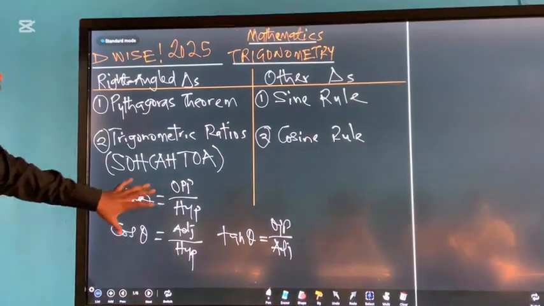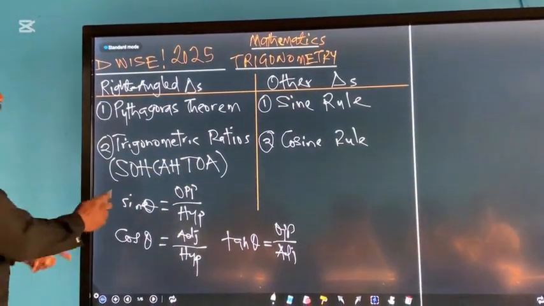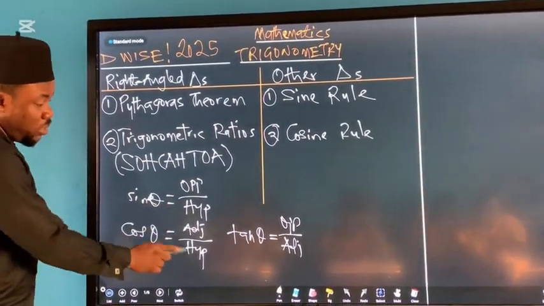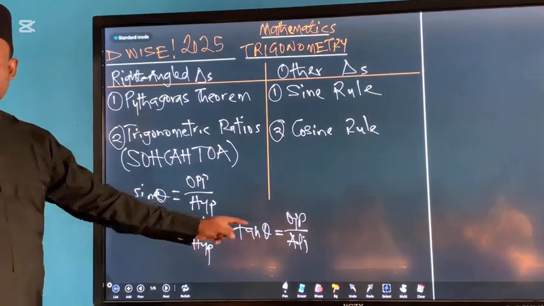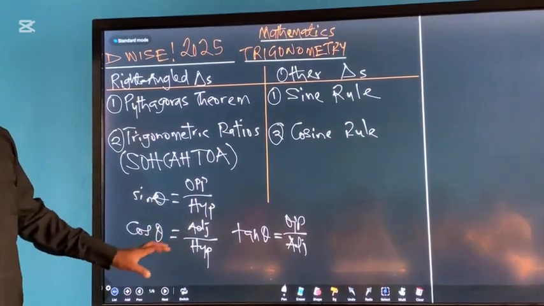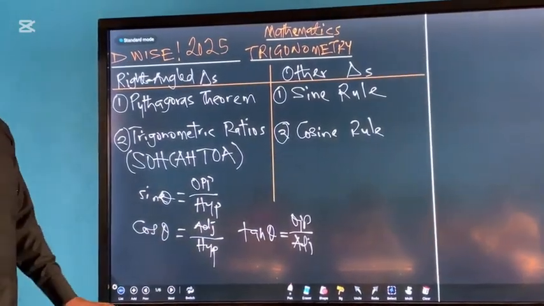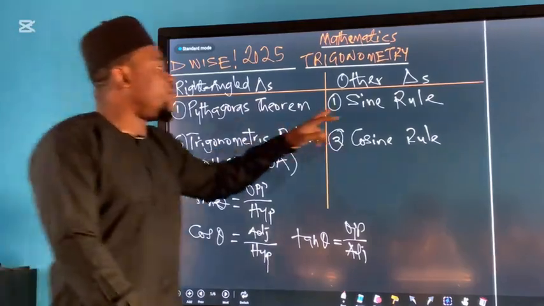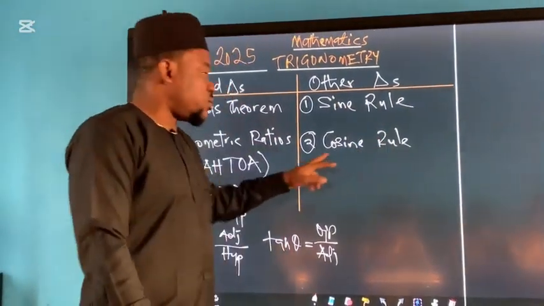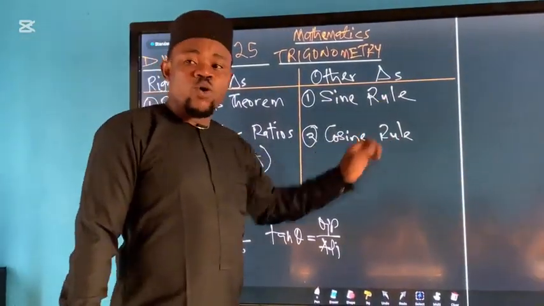Alright? This is what the shortcuts mean: SOH, CAH, TOA. These are the first three trigonometric ratios. There are others, but these are the prominent ones. Is that okay? Then if the triangle is not a right angle triangle, we either solve by the sine rule, or by the cosine rule.